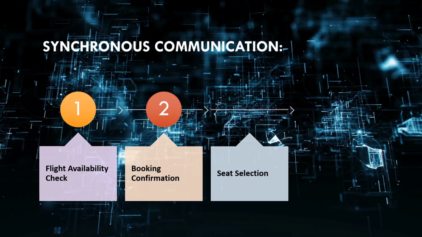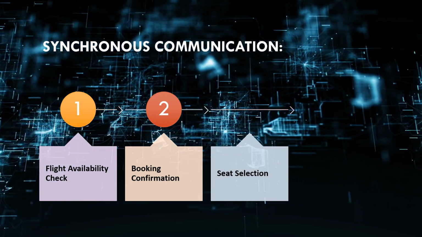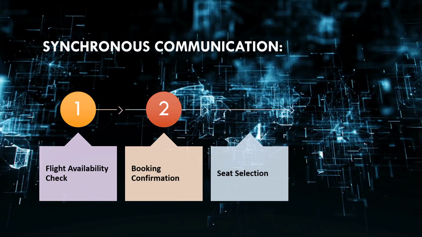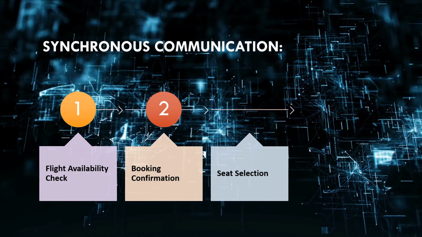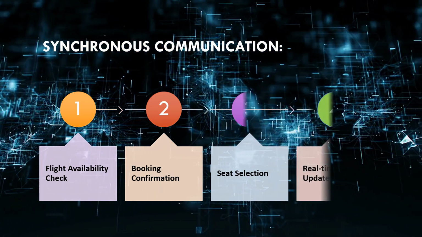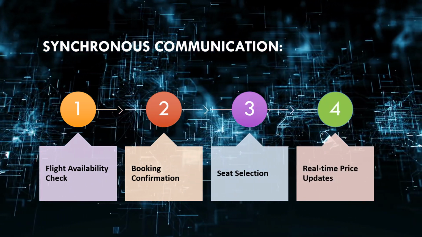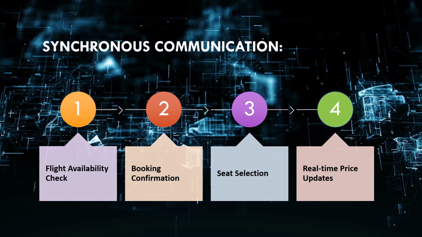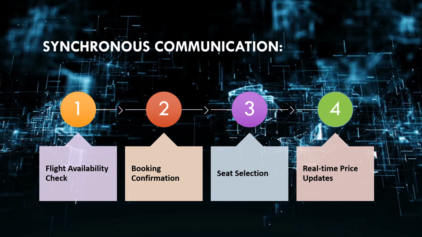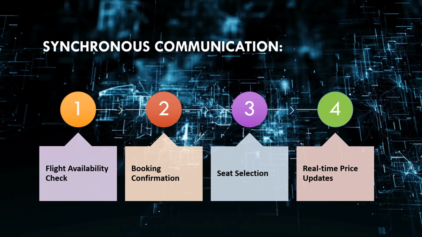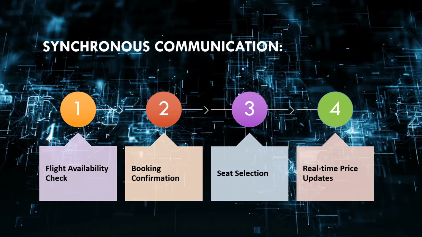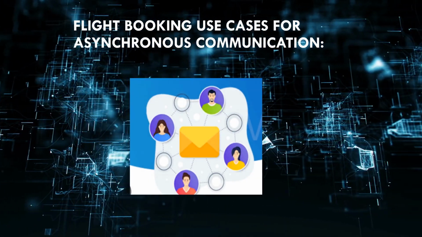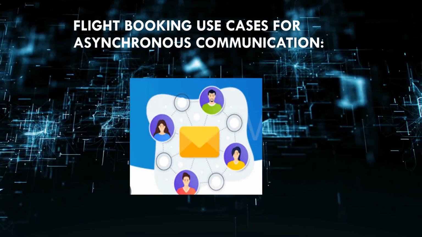The next use case will be seat selection. If a user wants to select a specific seat on the plane, the system communicates synchronously with the airline reservation system to check seat availability and assign the chosen seat to the user. Another use case will be real-time price updates. In some cases, airlines may offer real-time price updates for a specific flight. The user can see the price change in real time as more seats are booked or the departure date is coming soon. We can see now flight booking use cases for asynchronous communication.